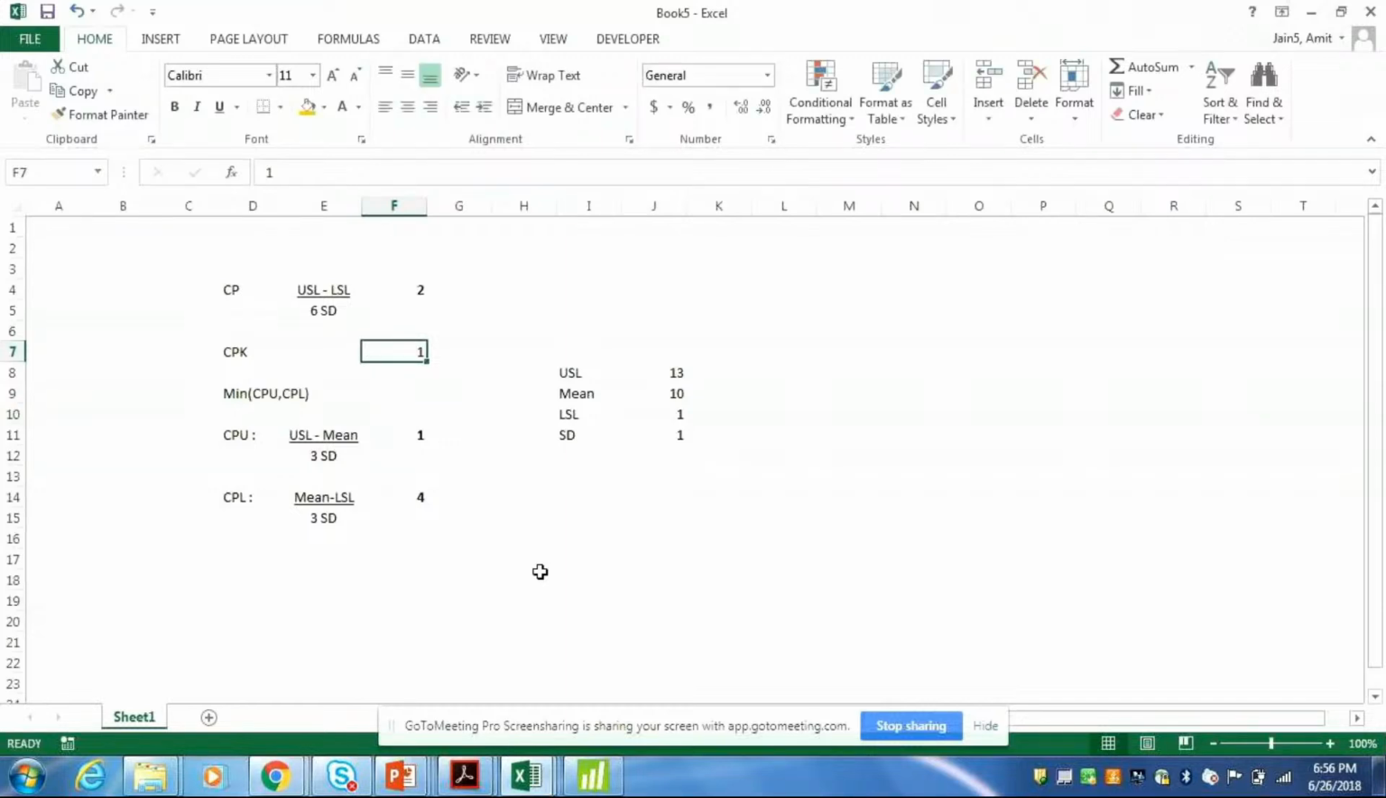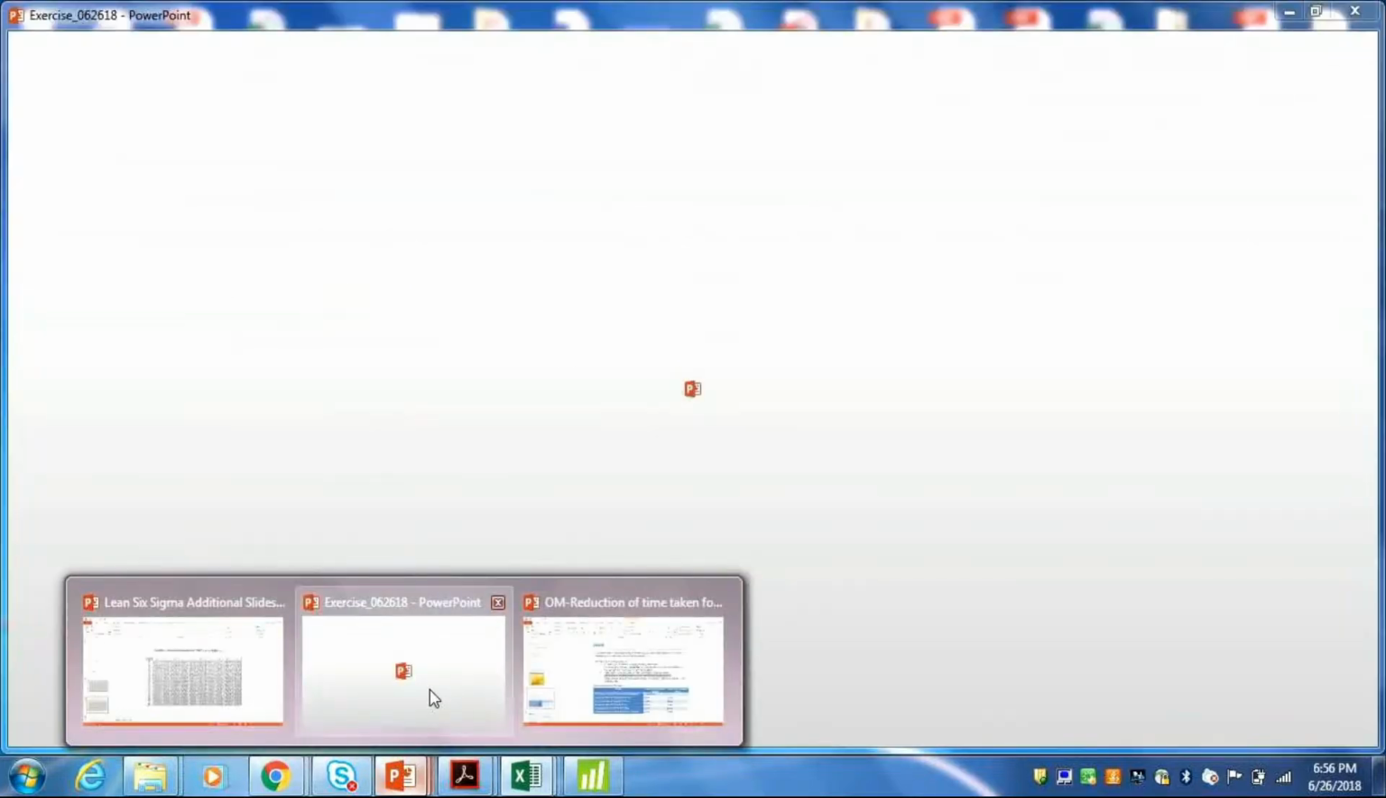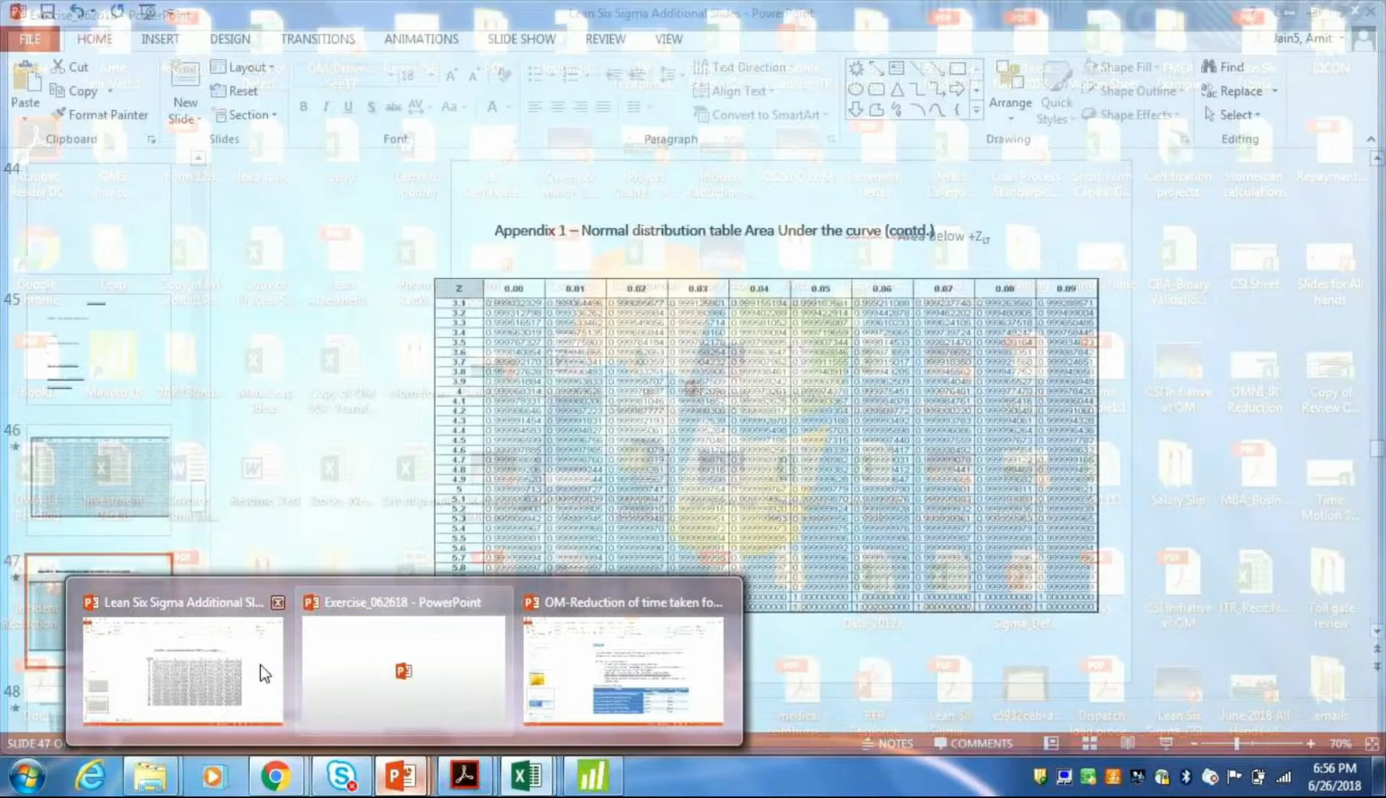Okay. So there can never be a scenario where your CPK would be greater than CP, because CPK is the minimum of CPU and CPL. Can there be a scenario where CP is equal to CPK? Yes, when the mean is in the middle. Absolutely. Exactly. We just saw that. Okay. Right. So I'll go back to where I was.